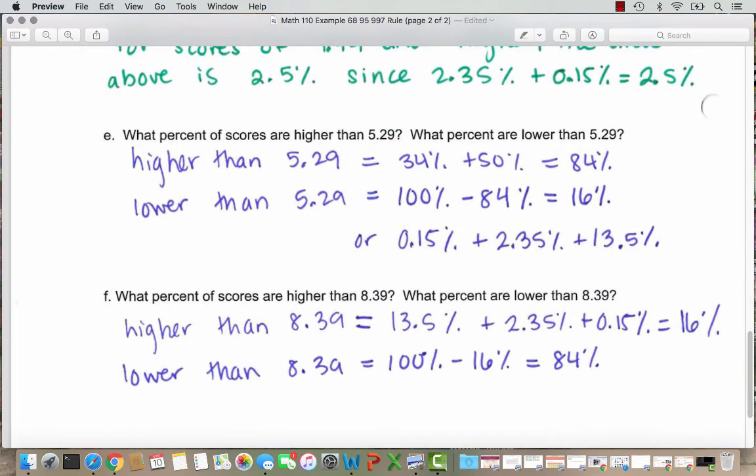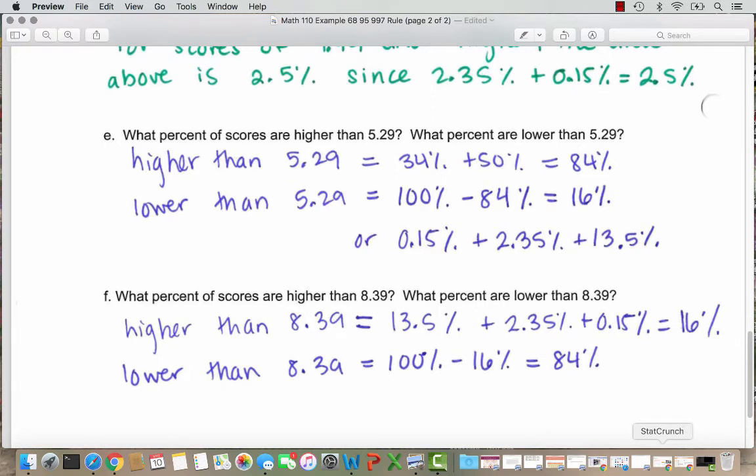And similarly, when we want to find that area or percent lower than scores of 8.39, we can use the fact that all percents are going to add up to 100% because this is a probability distribution, and we can calculate 100% minus 16% equals 84%. We can check these in StatCrunch.